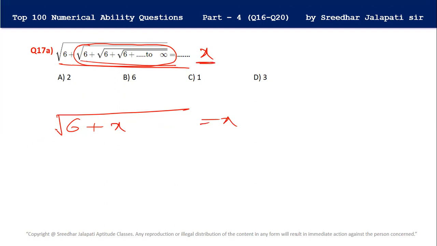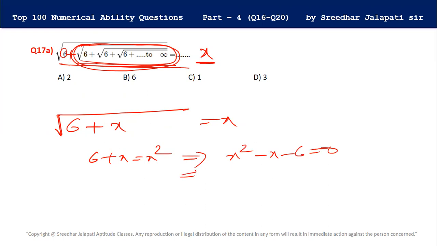So now under root of 6 plus, all these can also be treated as x, because from infinite terms, even if I take out one term, it doesn't make a difference. So this is x. On squaring both sides, 6 plus x is equal to x square. If I simplify this further, x square minus x minus 6 is equal to 0. So on factorization, x square minus 3x plus 2x minus 6 is equal to 0.